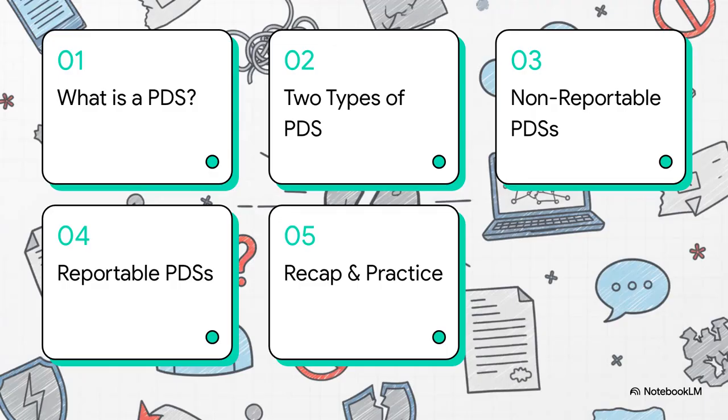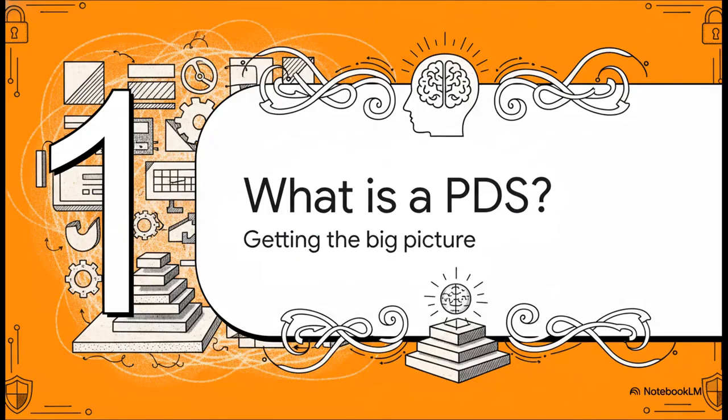We've laid this out just like a study guide to make it super easy to follow. We're going to start with the basics: what is a PDS? Then we'll break down the two main types, reportable and non-reportable. After that, we'll dig into some real-world examples for each one. And to wrap it all up, we'll do a quick recap and hit some practice questions to make sure everything sticks.